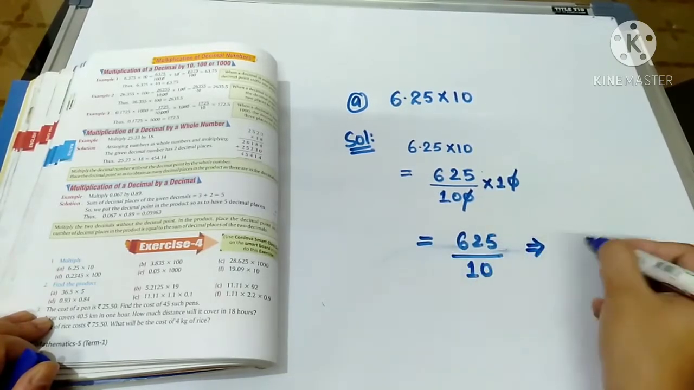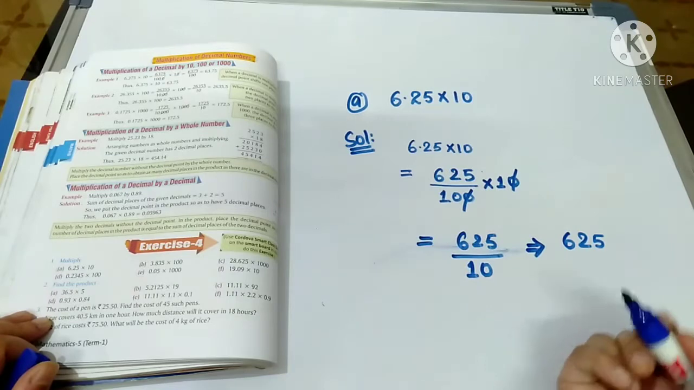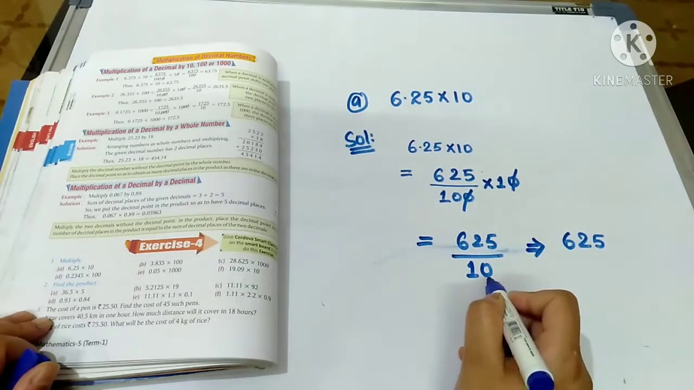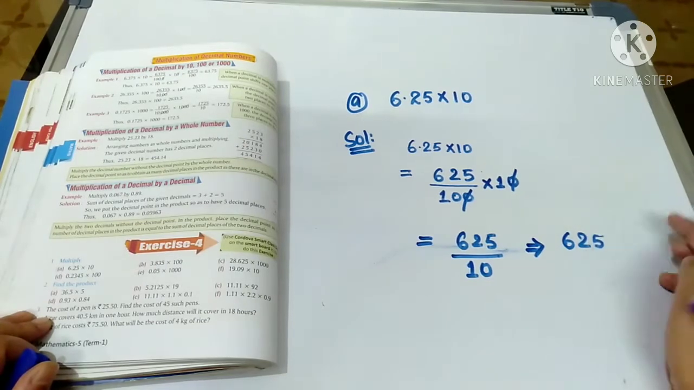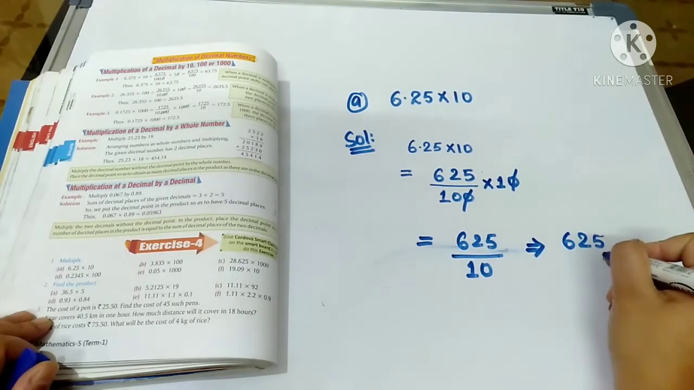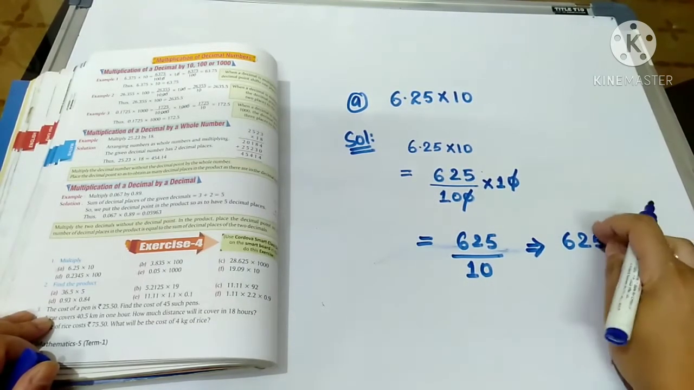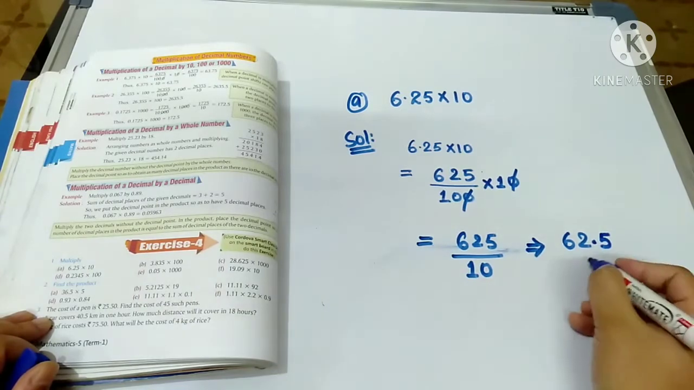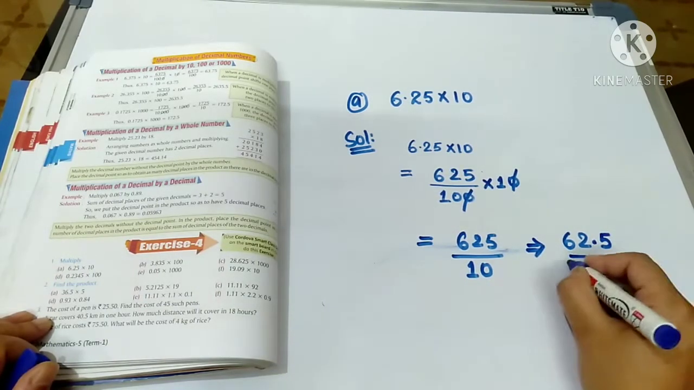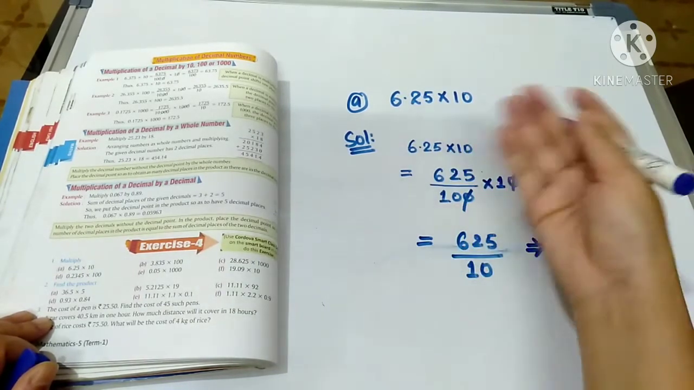So first we will write the number. We have seen how to convert the fraction into the decimal. Now as there is 1 zero in the denominator, we will put the decimal point from the right hand side. We will count one number and put the point and then write the number, so it will be 62.5. So in this way you will multiply.